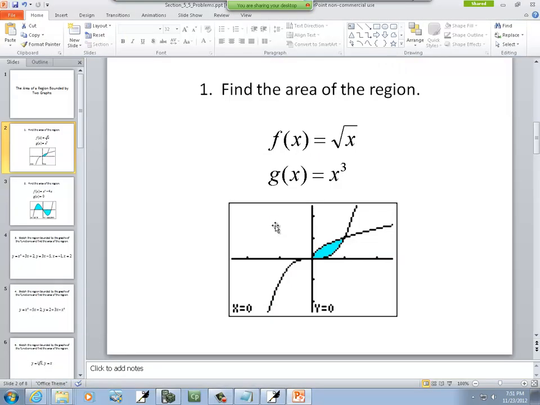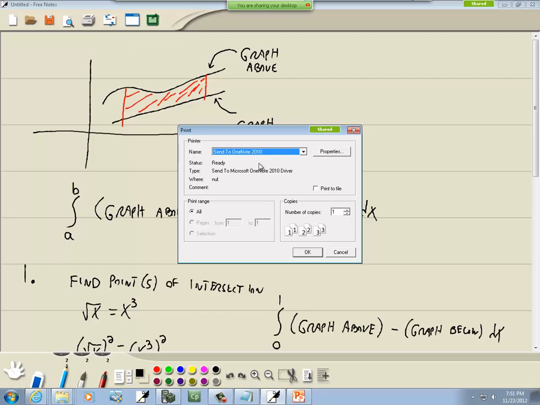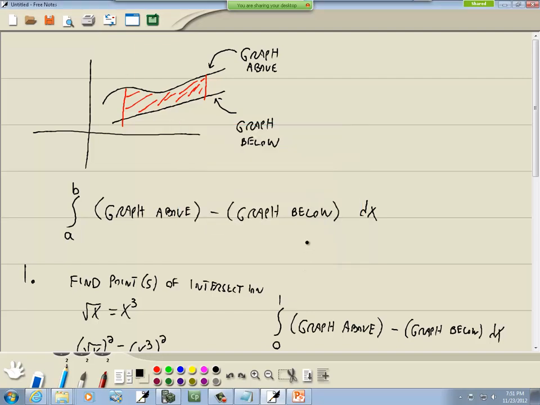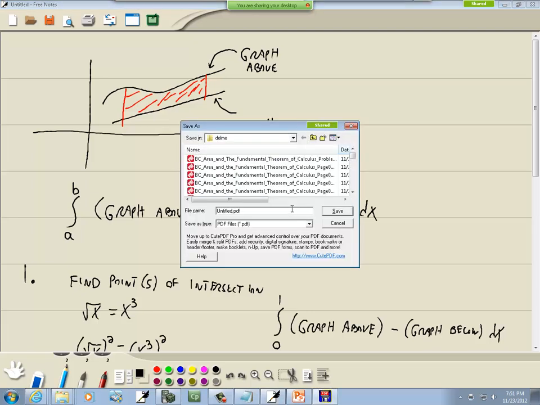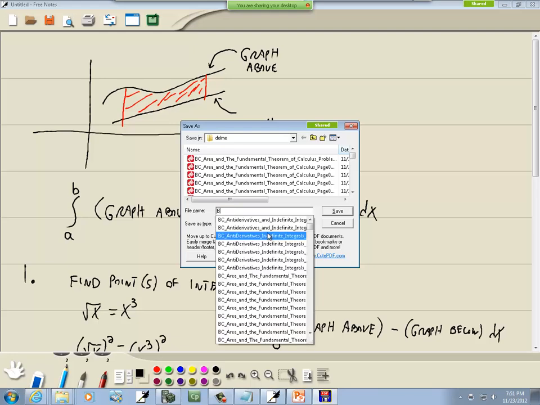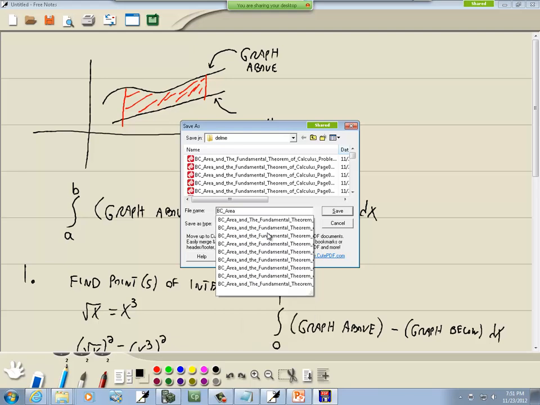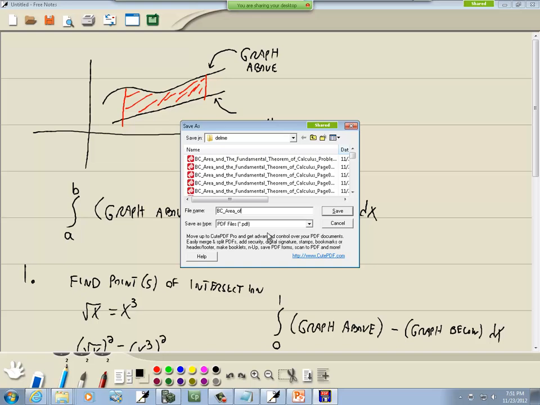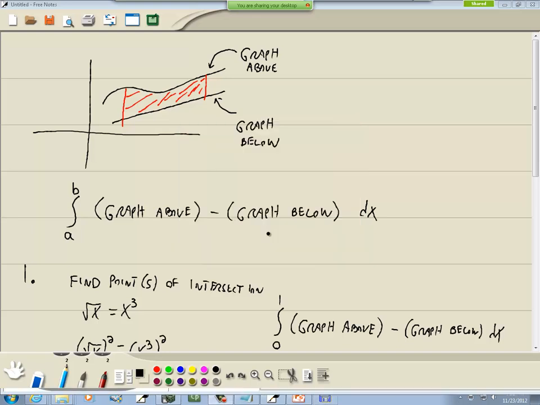Area of a region bounded by 2 graphs, page 01.pdf.